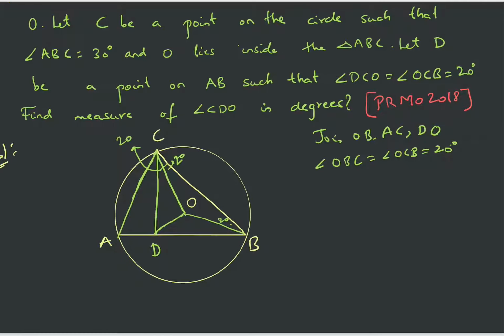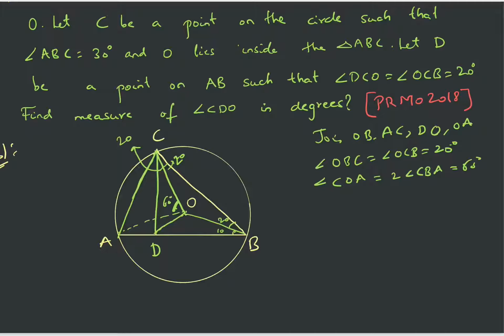Yes, so this angle is 20 and this angle is 10. Fine. So also you can see that angle COA, let us join OA also. Join OA also. So angle COA would be twice of angle CBA, so that would be 60 degrees. So this angle is how much? 60 degrees, right? This angle is 60 degrees.